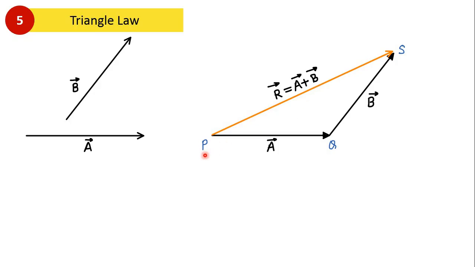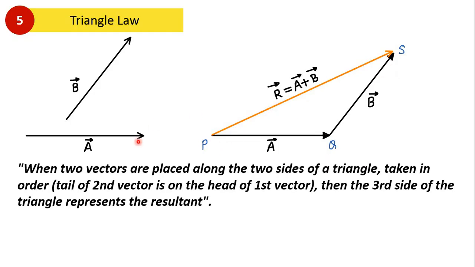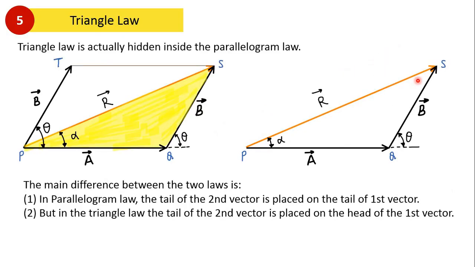We can name this triangle, let's say, PQS. So here is the statement of the triangle law. When two vectors are placed along two sides of a triangle, like here we put them along PQ and QS, taken in order, where taken in order means the tail of the second vector is on the head of the first vector, then the third side of the triangle represents the resultant. So this third side is the resultant of the two vectors.